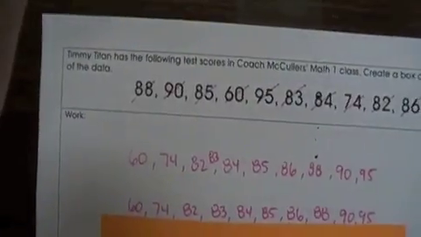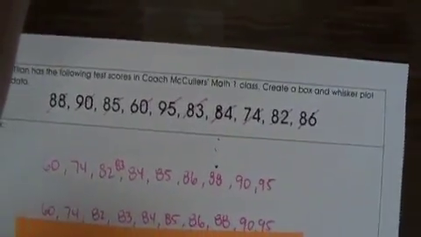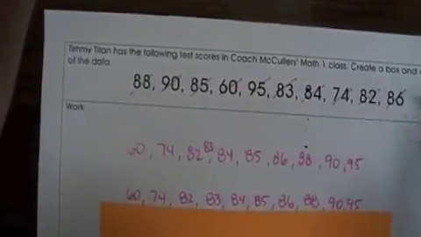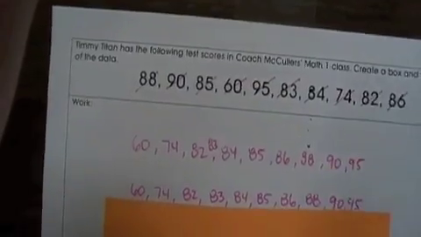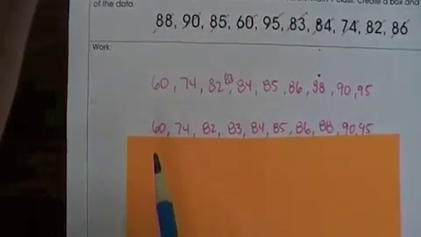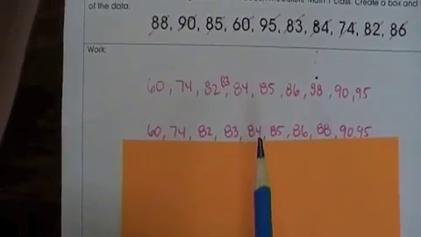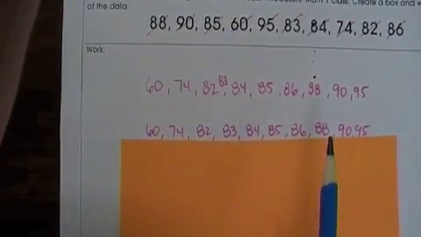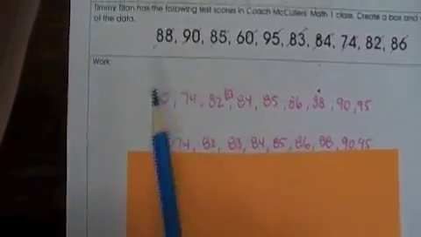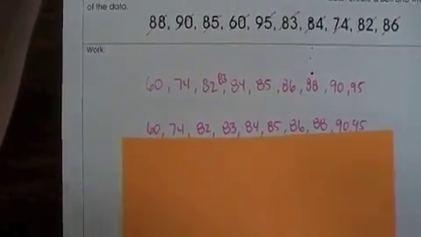Here it says Timmy Titan has the following test scores in Coach McCullers Math 1 class. Create a box and whisker plot for the data. Okay, so what we have here is the data all the way across, and I've already done a little pre-work because step 1 says to put these in order. So the order will be 60, 74, 82, 83, 84, 85, 86, 88, 90, and 95. There's 10 total test scores here. I did it up here, but I forgot 83, so I just rewrote it a little bit nicer.